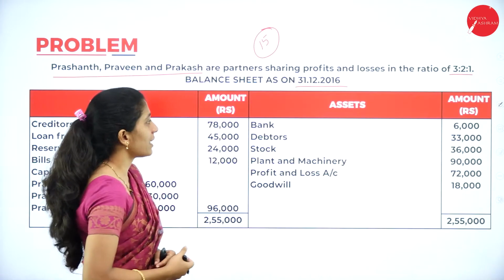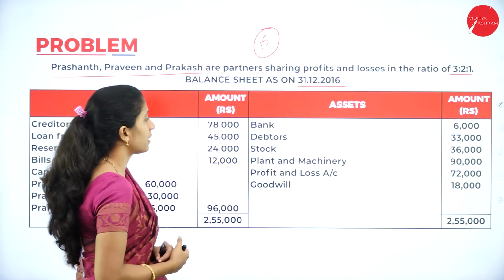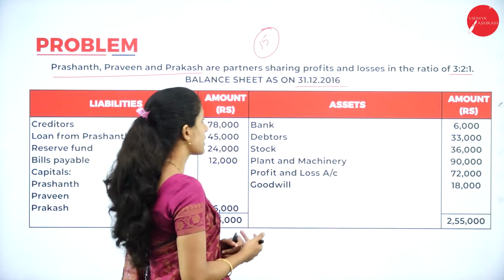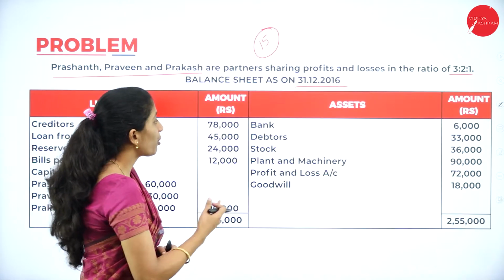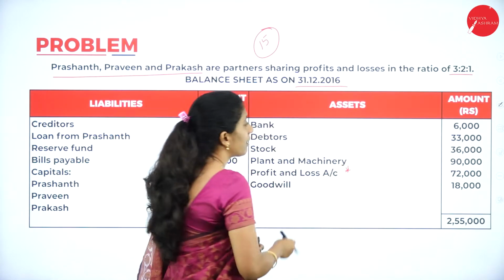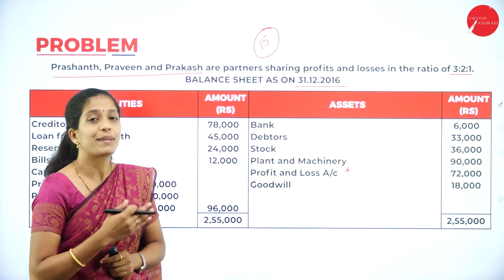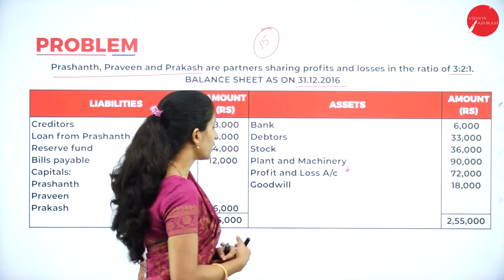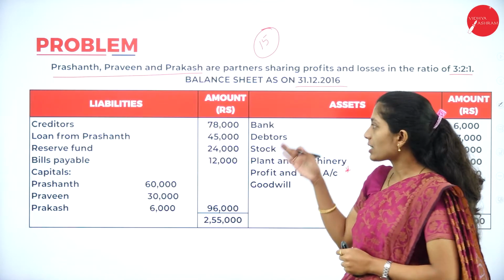There are certain assets like bank 6,000, debtors 33,000, stock 36,000, plant and machinery 90,000, profit and loss account. Here you have to remember profit and loss account is given on the asset side of the balance sheet, which means what? It means loss. So 72,000, goodwill they have given 18,000. So these are the assets.